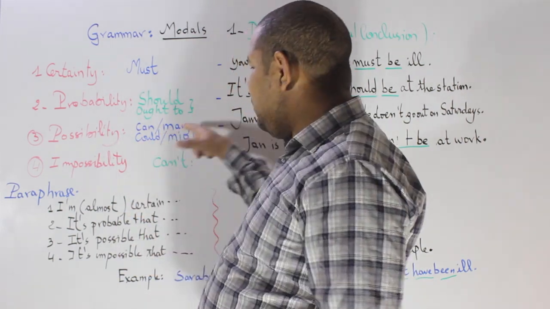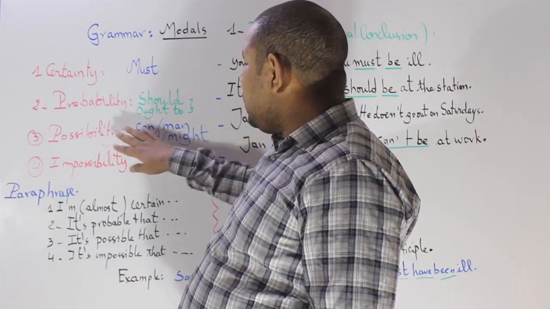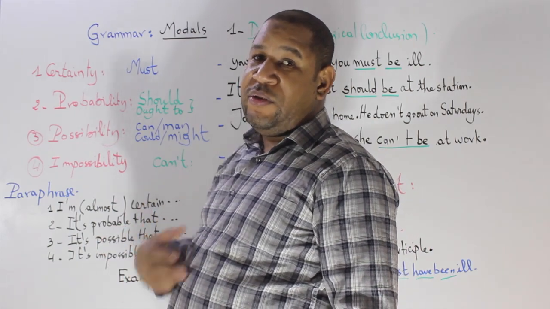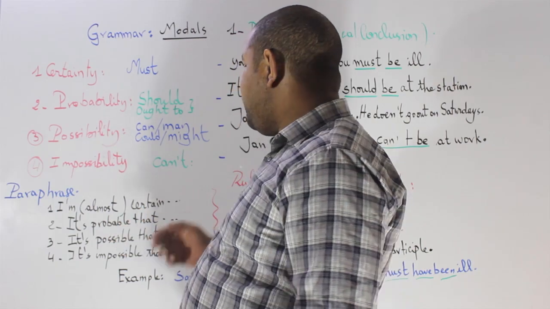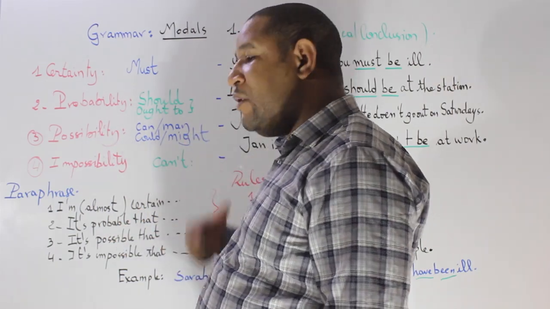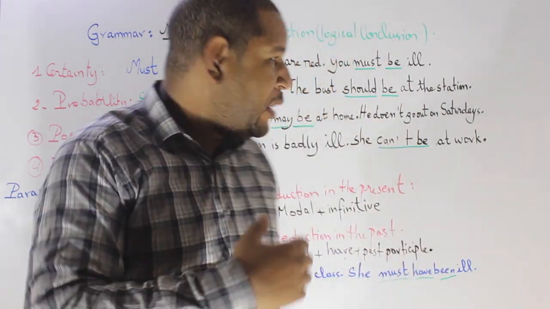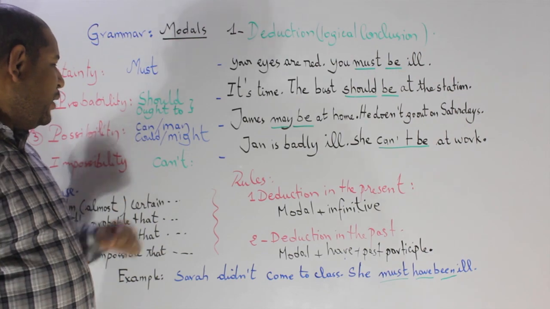Possibility we can use can, may, could, or might. All of them. Can is a little bit less formal. It's informal. We use it most of the time in informal speech, etc. But may, could, and might, these are formal, and these are most used when we speak at an academic level, etc. Okay? So can, may, could, and might.